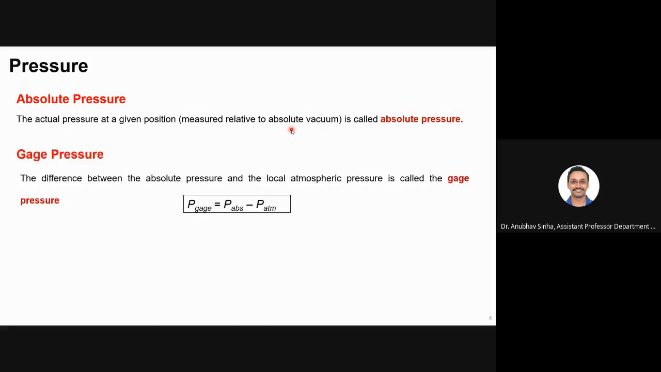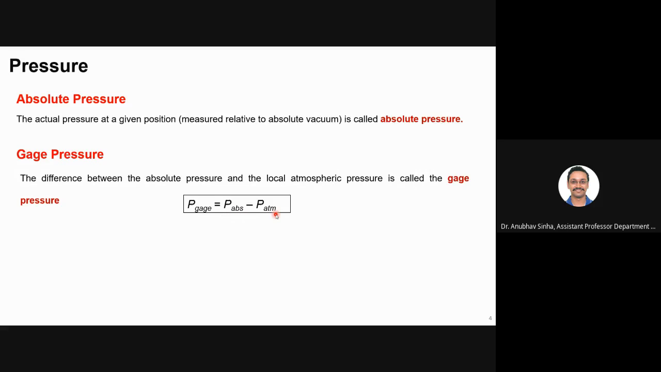Now there is something called gauge pressure. Okay, so this is the difference between absolute pressure and local atmospheric pressure. So for example, if I say that there is a system which has 5 bar gauge pressure, it means that it has 5 bar higher than atmospheric. Okay, atmosphere is 1 bar, so your total absolute pressure will be 5 plus 1, 6. So this is called gauge pressure, and it is calculated like this: absolute minus atmospheric pressure.